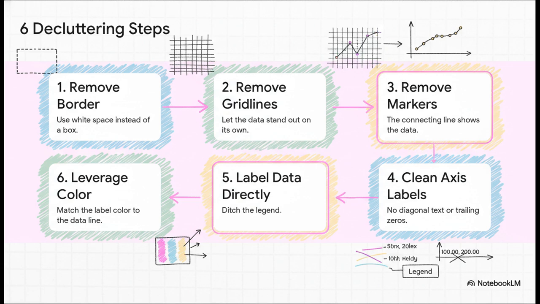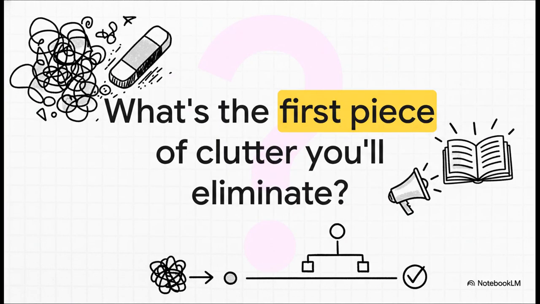Step 4, we'll clean up those axis labels. No more diagonal text, no more useless trailing zeros. Step 5, we are going to label the data lines directly. This uses the proximity principle, so our viewers' eyes don't have to bounce back and forth to a legend. And finally, step 6, we'll use color to link those labels to the lines, leveraging similarity to make that connection instant. By following those steps, you can take a chart that's confusing and turn it into a clear, compelling story.